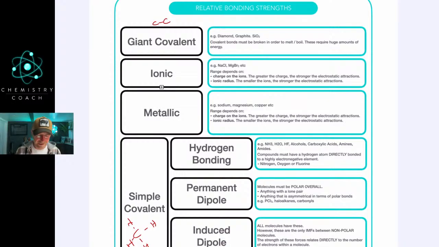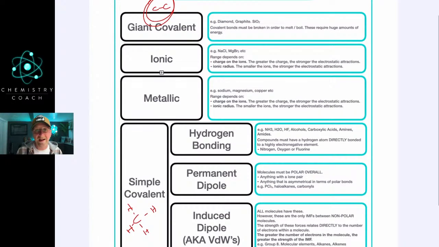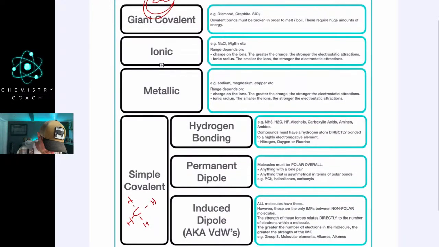The difference is that up here we need to break those bonds in order to melt or boil something, and that takes a lot of energy, whereas down here it's all down to intermolecular forces. We are not breaking those bonds.